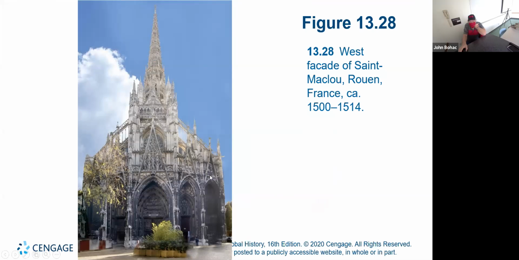And as we see, this is in the 16th century. It's still Gothic, partly because of the pointed archways and the steeple, and you can't see them here, but the flying buttresses and the kind of extreme ornamentation.